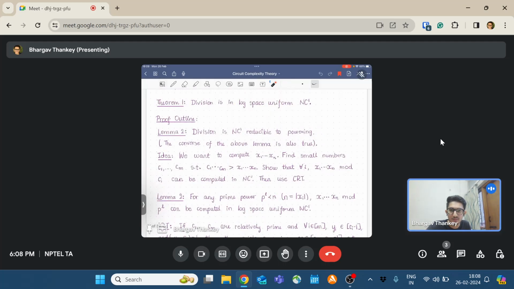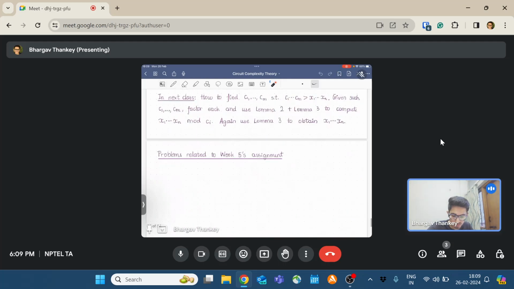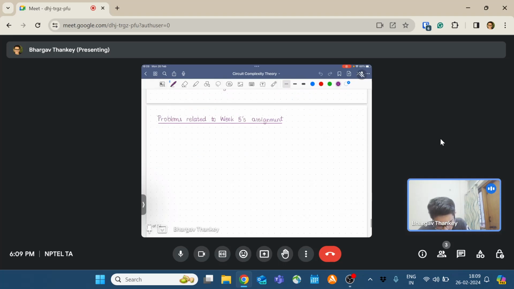Before we move on to problems, if you have some question about the proof idea, you can ask now. Okay, if there are no questions, then let's move on to some problems related to this week's assignment. The first one is this.